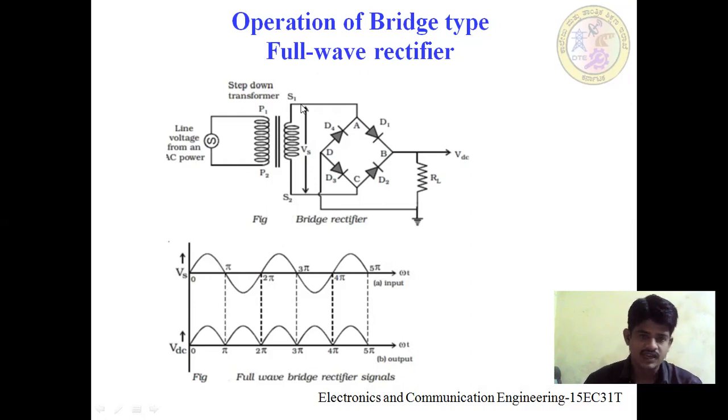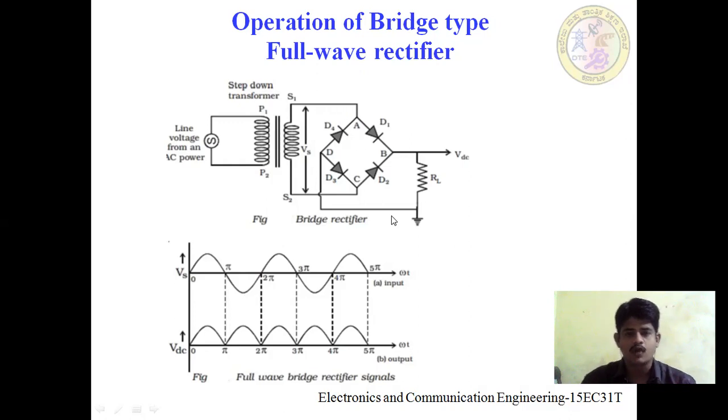Here also, for ease of explanation, we are taking the points S1 and S2. This is S1 and this is S2, and here we have 4 diodes D1, D2, D3, D4, and these points are named as point A, point B, point C, and point D, and this is the output available across the load. So during the positive half cycle, what happens? The point S1 is positive compared to S2, meaning the current is flowing in this direction.